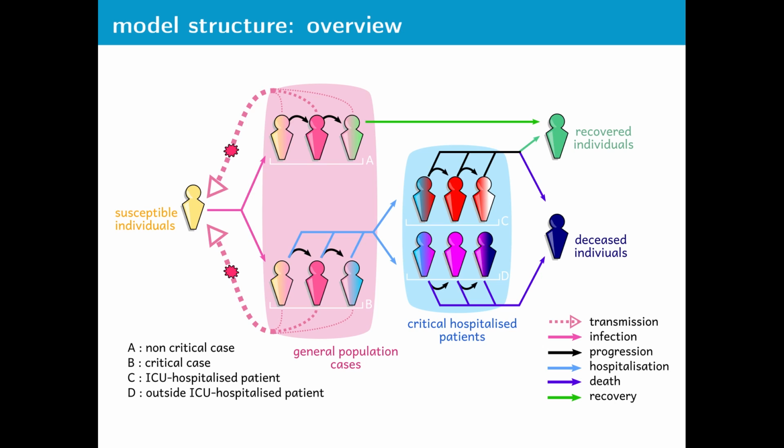The model follows the structure starting from a pool of susceptible individuals that can become infected, mostly as non-critical cases that will eventually recover, and we assume for the period under investigation that this immunity is full and that there is no immune waning, but a fraction of the infections will lead to critical cases that will require ICU hospitalization or that will die in hospitals.